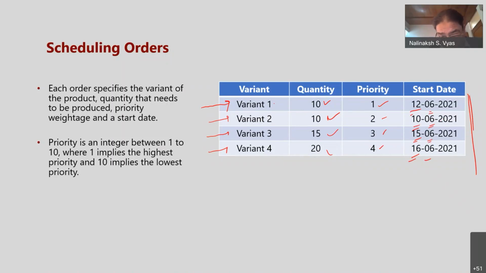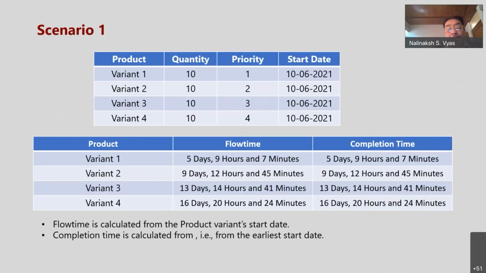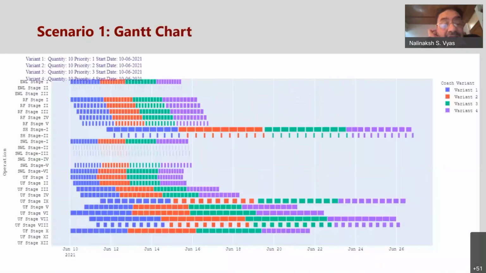This is all done interactively through the platform that has been created. The components can be keyed in and keyed out. Everything can be done interactively. So it comes up with these results that the first variant takes 5 days, second variant takes 9 days with this order. With this order, third takes this much time, and fourth takes this much time if we start at the same time. And the code gives you a Gantt chart.